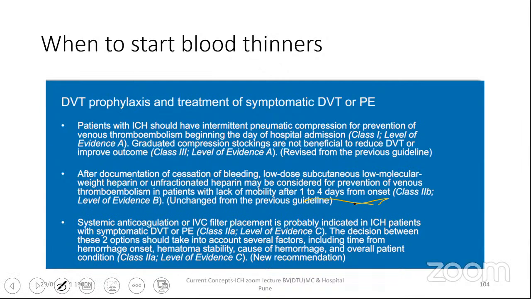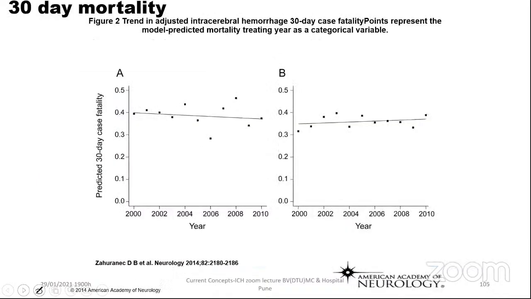We can start. Okay, so systemic anticoagulation or IVC filter placement is probably indicated in ICH patients with symptomatic DVT or PE, and the decision between these two options should take into account several factors including time from hemorrhage onset, hematoma stability, etc. But what we usually follow is to restart on 1 to 4 days afterwards.